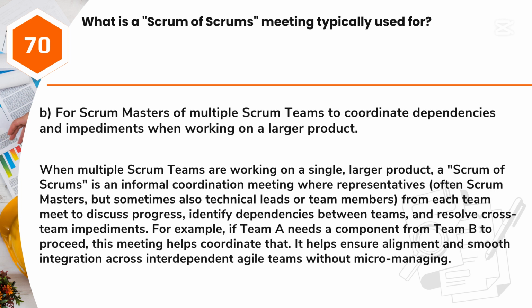Answer: B. For Scrum Masters of multiple Scrum teams to coordinate dependencies and impediments when working on a larger product. When multiple Scrum teams are working on a single, larger product, a Scrum of Scrums is an informal coordination meeting where representatives, often Scrum Masters, but sometimes also technical leads or team members, from each team meet to discuss progress, identify dependencies between teams, and resolve cross-team impediments. For example, if Team A needs a component from Team B to proceed, this meeting helps coordinate that. It helps ensure alignment and smooth integration across interdependent Agile teams without micromanaging.